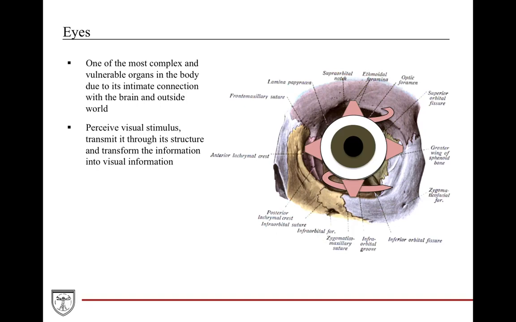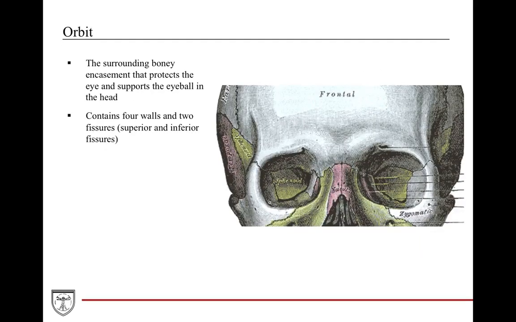They take visual stimulus, light stimulus, and transmit it through the eye, through the optic nerve, and put it right into the brain and help transform this information into visual information that we can use on a daily basis. So what is the orbit? The orbit is just this bony encasement that surrounds the eye, that protects the eyeball, and provides structure to it so that it allows it to do its function.